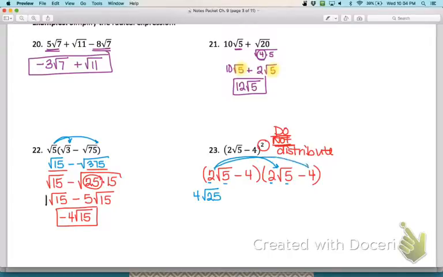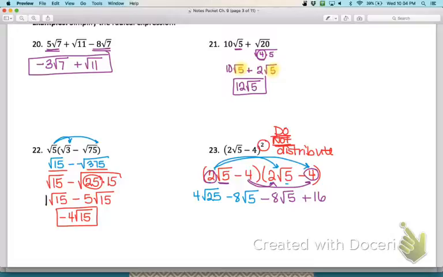Then I can do 2 root 5 times negative 4. Well, this negative 4 is outside the square root, so I can only multiply it by the 2, but there's no square roots on it, so the square root of 5 is going to stay the same. The 8 came from 2 times 4, and then the square root of 5 just stayed exactly the same. So now we're going to do negative 4 times 2 root 5, the same way. That gives you negative 8 root 5. And then negative 4 times negative 4 is positive 16.